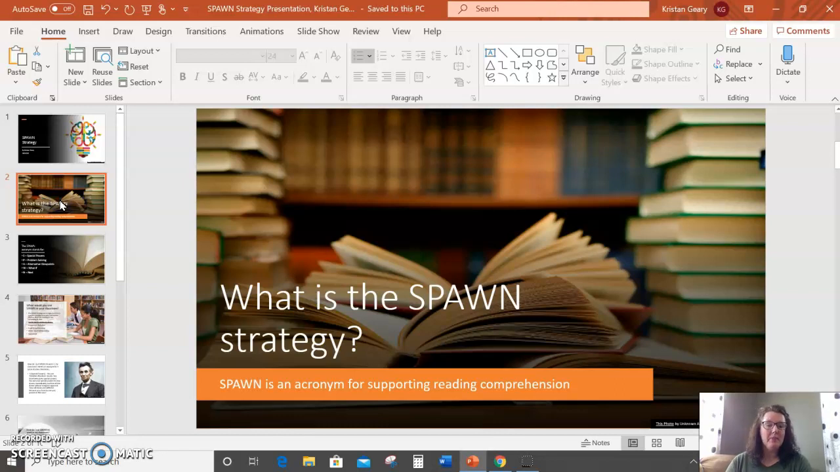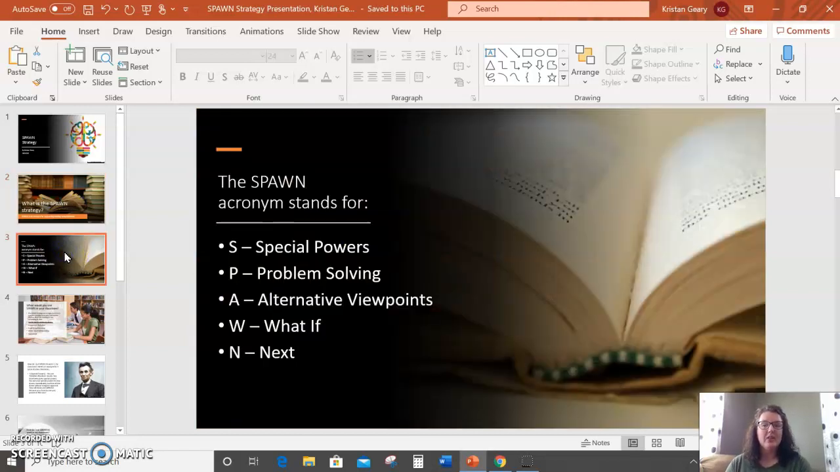So what is the SPAN strategy? Well, very simply, SPAN is an acronym for Supporting Reading Comprehension. The SPAN acronym stands for S for Special Powers, P for Problem Solving, A for Alternative Viewpoints, W for What If, and N for Next.